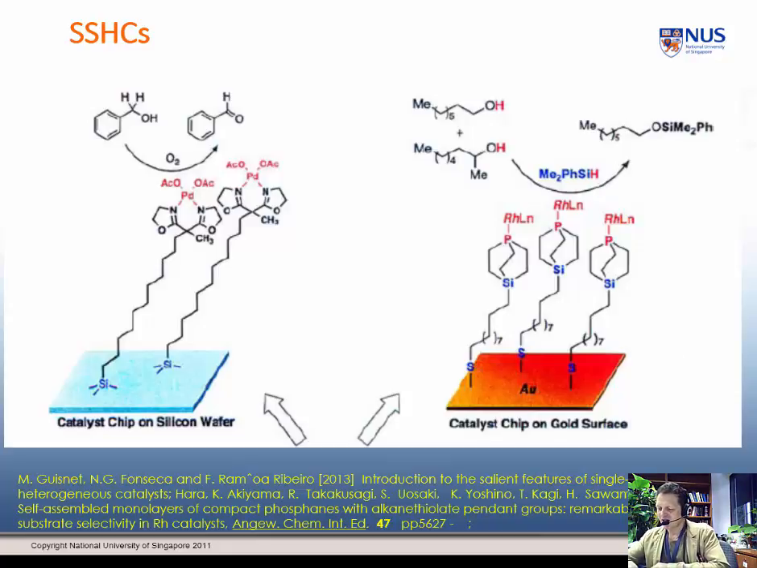Okay, so these SSHCs have an awful lot of potential, very organized is not quite the right word, but very uniform. Let's actually have a look at those surfaces a bit more closely.